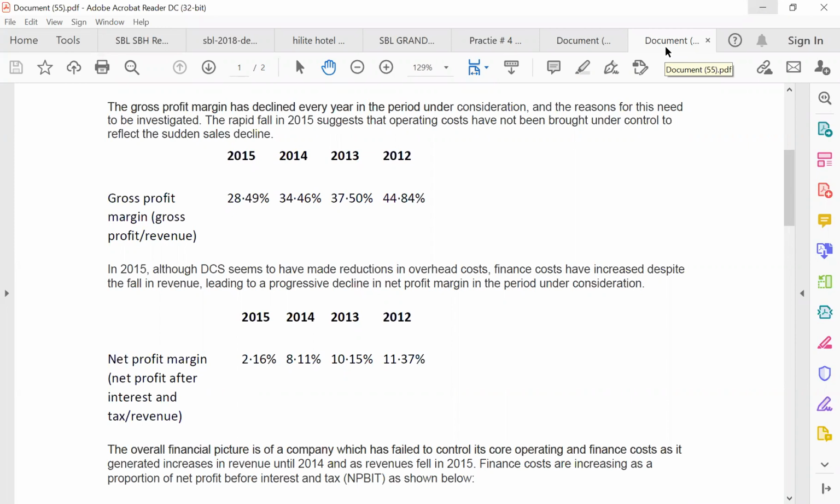In 2015, although DCS seems to have made reductions in overhead costs, finance costs have increased despite the fall in revenues, leading to a progressive decline in net profit margin in the period under consideration.